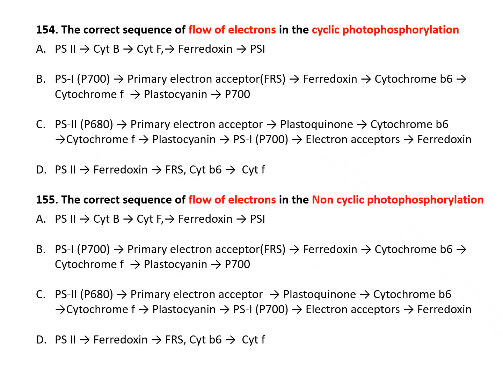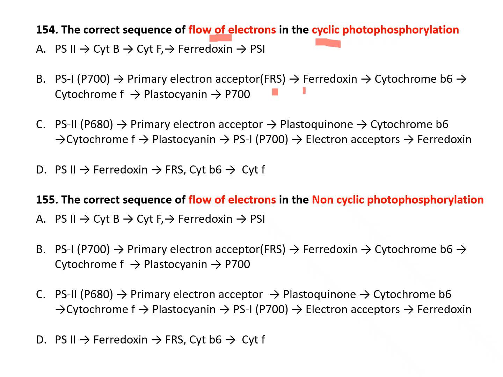The next question, number 154. The correct sequence of flow of electrons in cyclic photophosphorylation is: option A, PS2, then cytochrome b, then cytochrome f, then pyridoxine, then PS1. Option B, PS1, then the primary electron acceptor FRS, ferredoxin reducing substance, then ferredoxin, then cytochrome b6, then cytochrome f, then plastocyanin, and then P700.